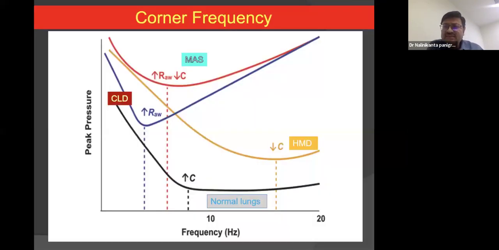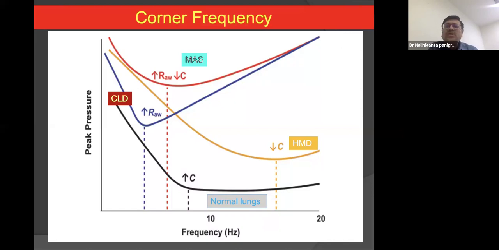To understand that, when the pathology is different, the lung's resonant frequency or the corner frequency is different. There is a formula. The corner frequency or resonant frequency is 1/(2π√(R×C)). R is resistance, C is compliance. You are probably conversant with R multiplied by C, the time constant in the conventional ventilator. This is also a similar formula. Depending on the resistance and compliance, the corner frequency or the resonant frequency of lungs is different.